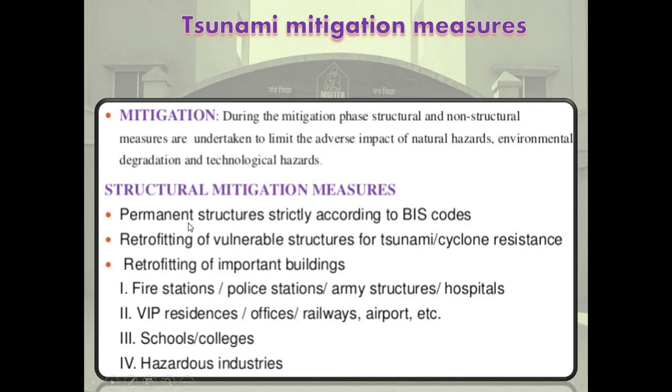Structural mitigation measures: permanent structures built strictly according to BIS codes. Retrofitting of vulnerable structures for tsunami or cyclone resistance. Retrofitting of important buildings. First are fire stations, police stations, army structures, hospitals. Second are VIP residences, offices, railways, airports, etc. Third are schools and colleges, and fourth are hazardous industries.